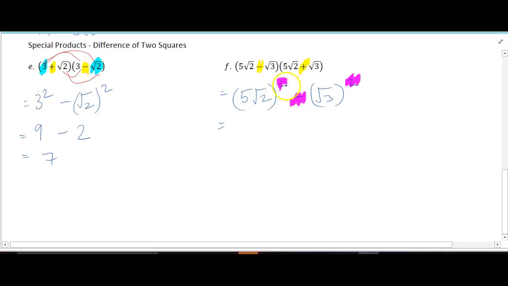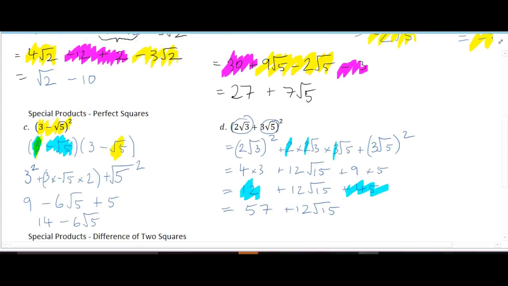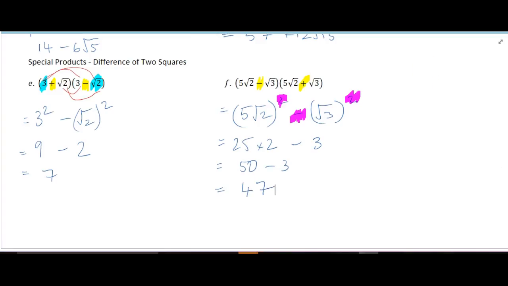So 5 root 2 squared: 5 squared is 25, and root 2 times root 2 is just 2. Take away this expression here, so the root 3 squared is just 3, because that's quite easy there. So 25 times 2 is 50, minus 3 equals 47. So that's how you expand perfect squares and difference of two squares. Have a go at some problems. Thanks for watching.